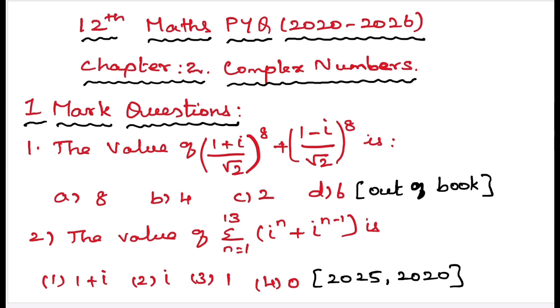First question: the value of (1 plus i by root 2) the whole power 8 plus (1 minus i by root 2) the whole power 8 is, we have 4 options.